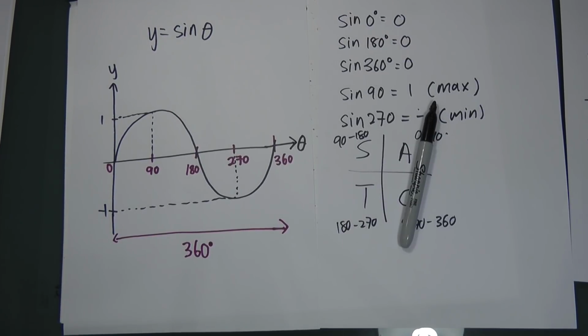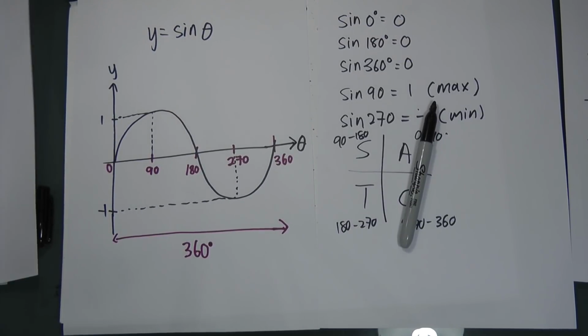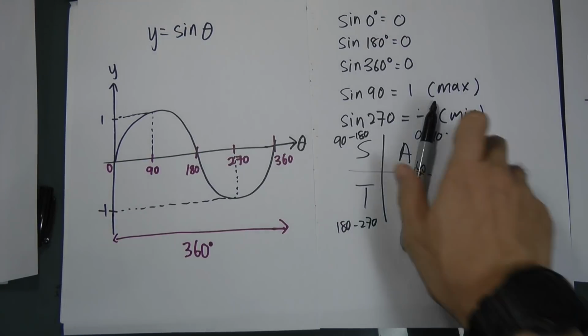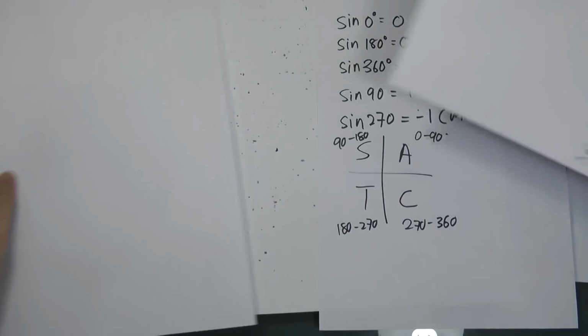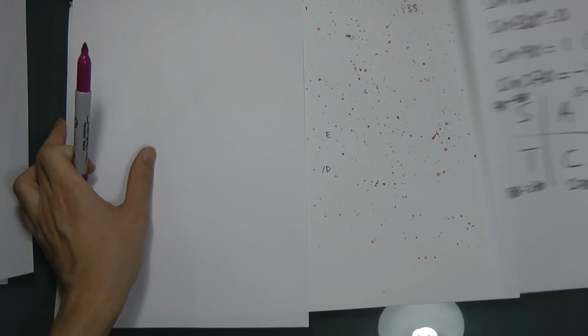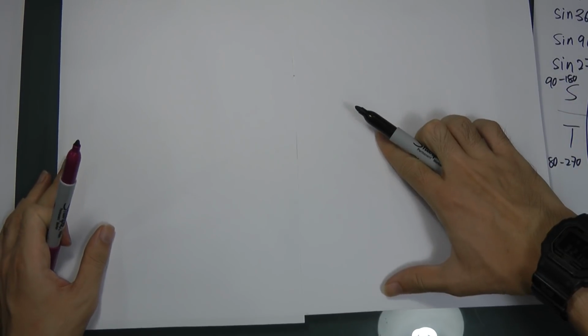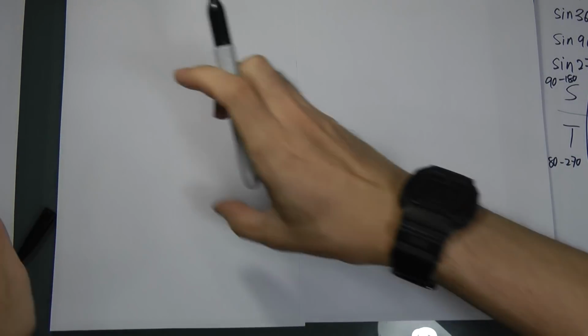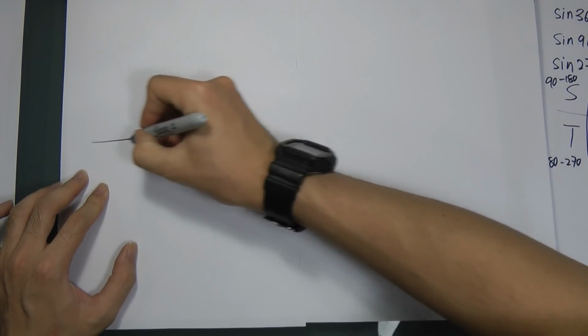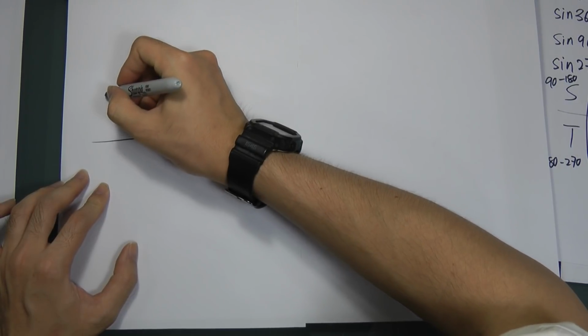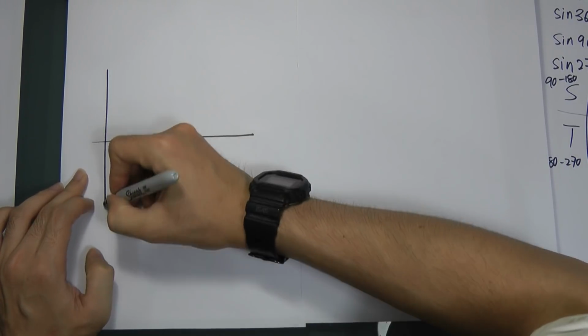Okay, then if okay already, then we go to the cos graph. Okay, for the cos, it's a little bit different. Okay, let me draw the cos graph.